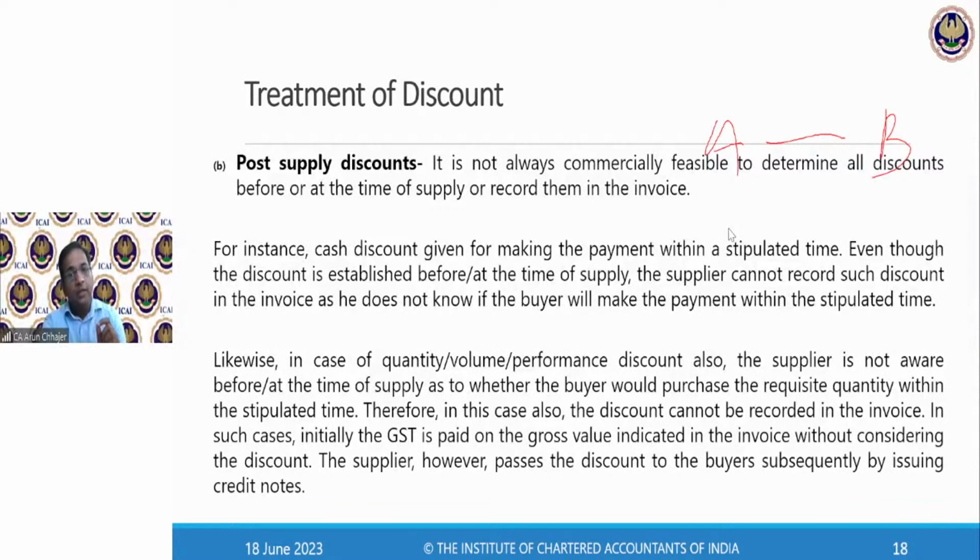If B crosses a turnover of 10 crore, then A will give an additional discount, an incentive of rupees 5 lakh. Now the question is whether this 5 lakh would be excluded from the value or not.